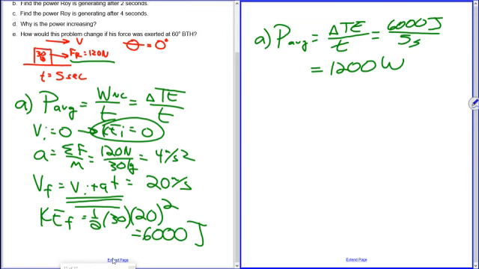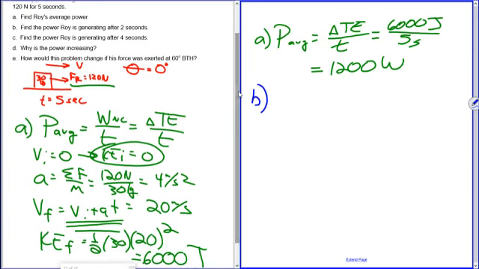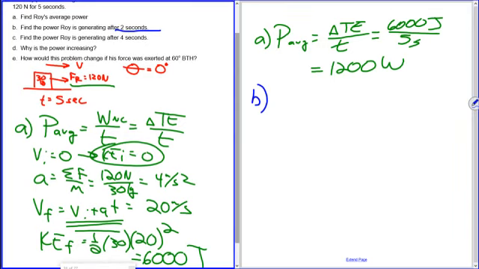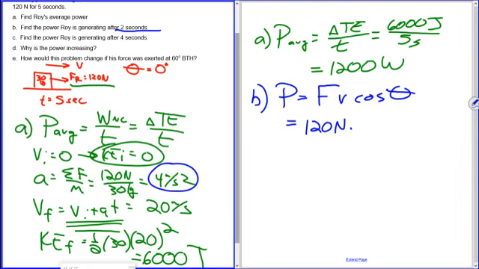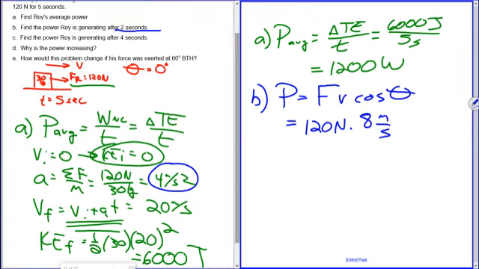All right. Part B says find the instantaneous power after 2 seconds. Oh, so now we're talking about an instantaneous power, and I don't have a function I can take a derivative of. So because I'm finding instantaneous power, I can do this thing, F V cosine theta. Roy is exerting a force of 120 newtons. After 2 seconds, what would our velocity be? It would just be 4 times 2, right? So 8, and then times the cosine of 0.